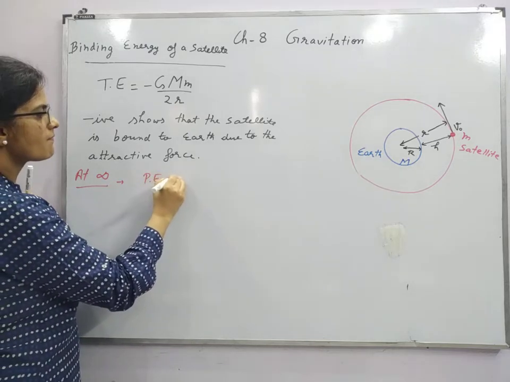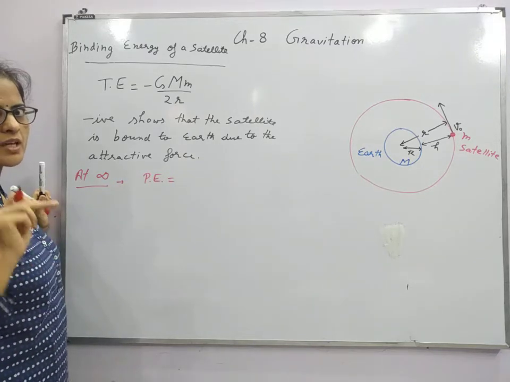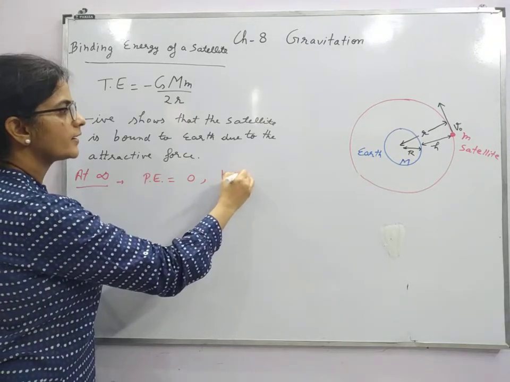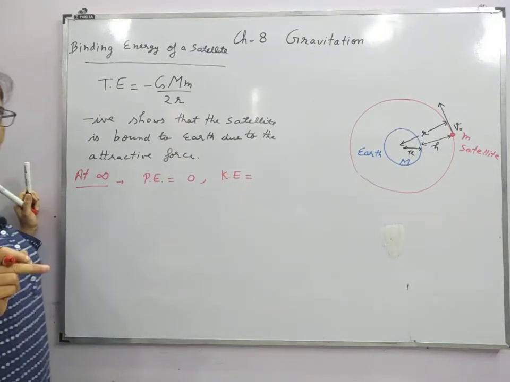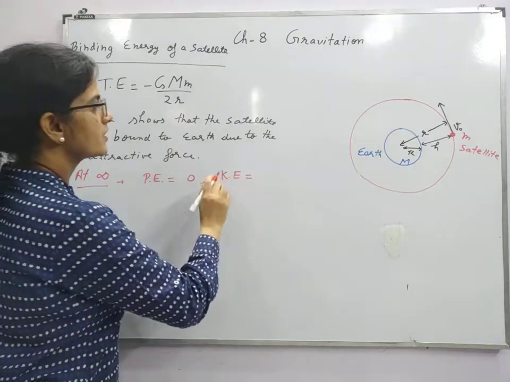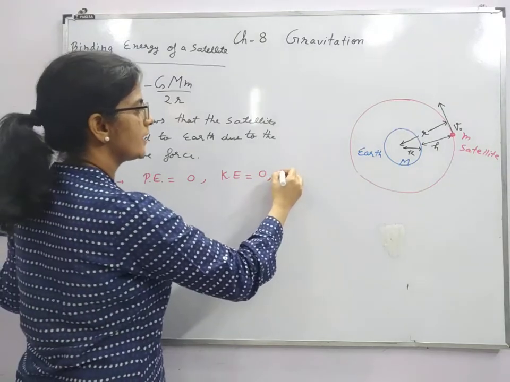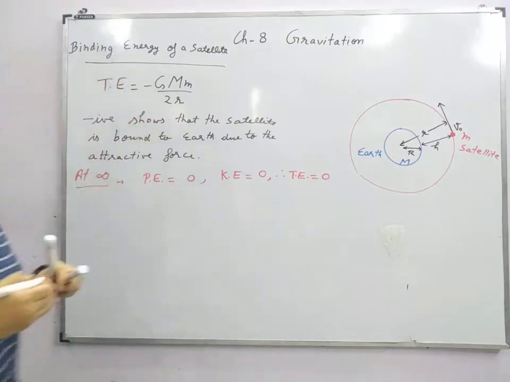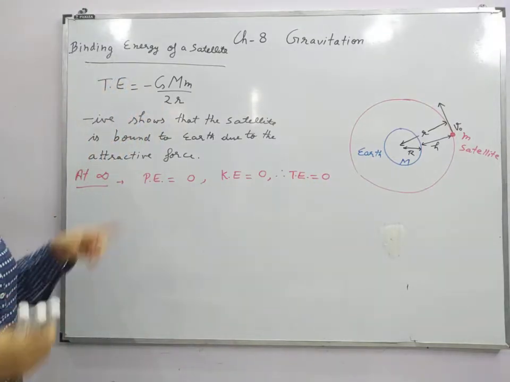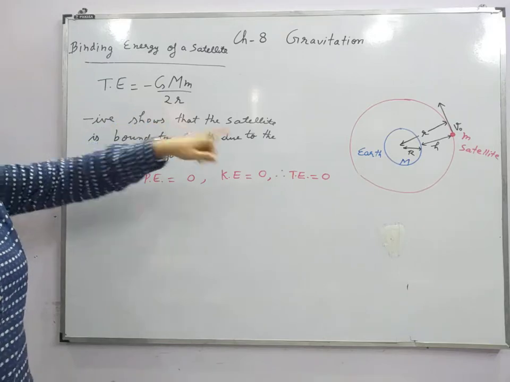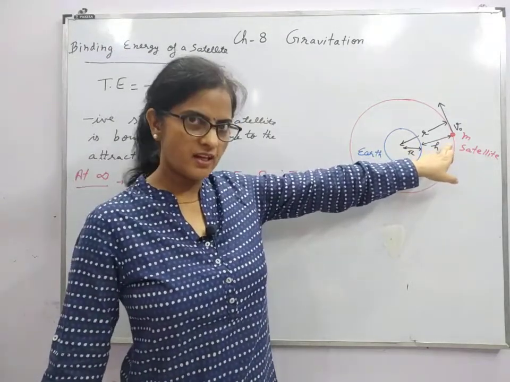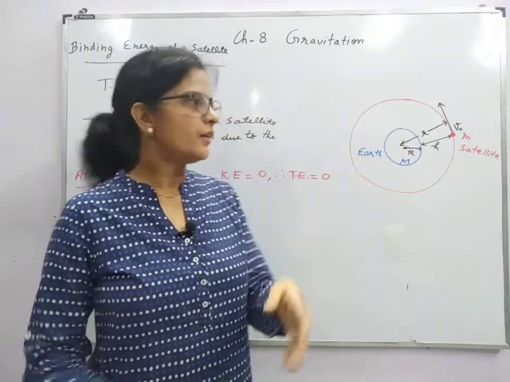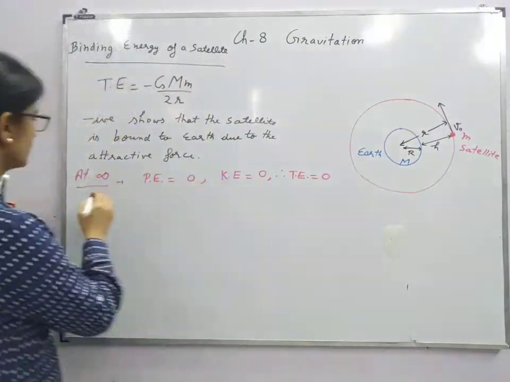potential energy is, what is the formula? Minus GMm upon r. So at infinity potential energy is 0. Kinetic energy is plus half GMm upon r. That is also 0. So you can say total energy is also 0. So to reach infinity, how much energy should be supplied to the satellite to make it 0? Because we know that at infinity, total energy is 0.